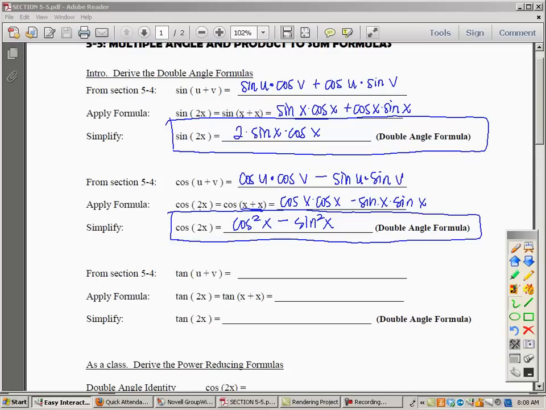Hardest part about this double identity is it can get mixed up with the Pythagorean identity, so just kind of be careful there.